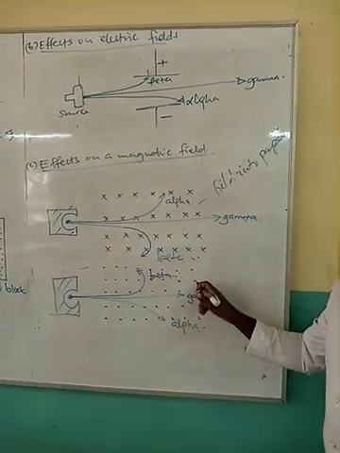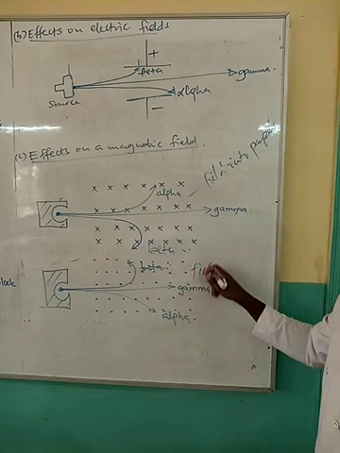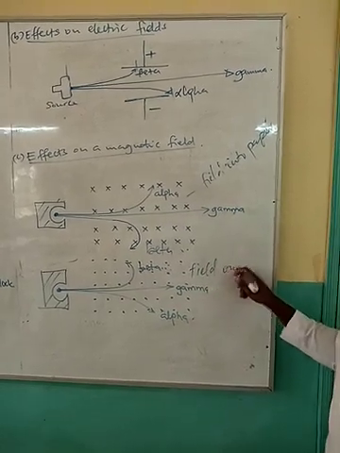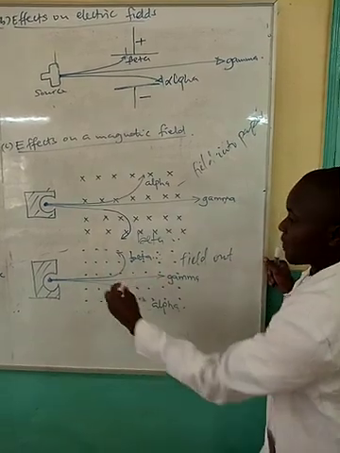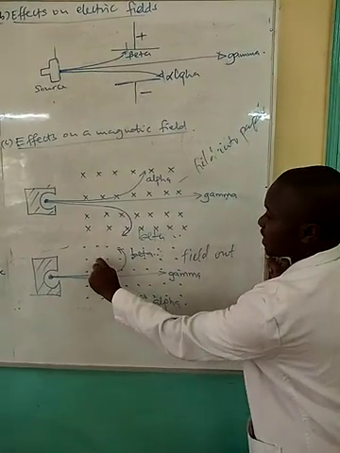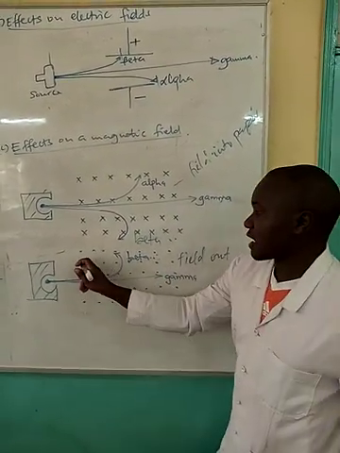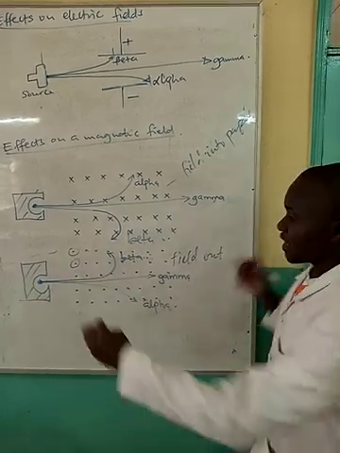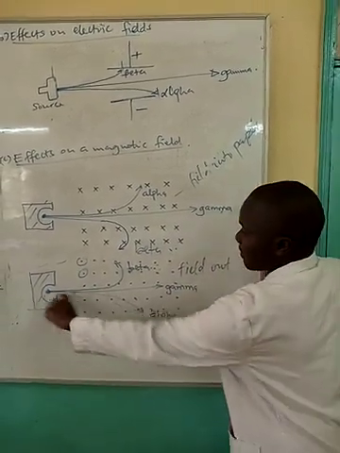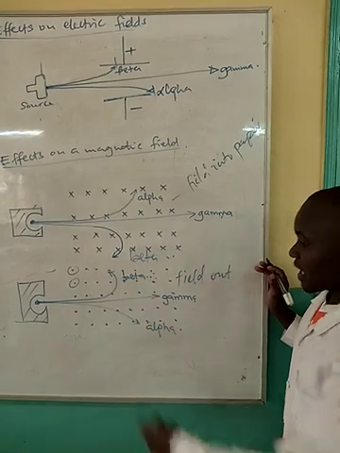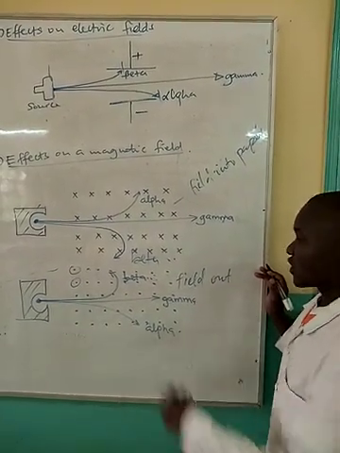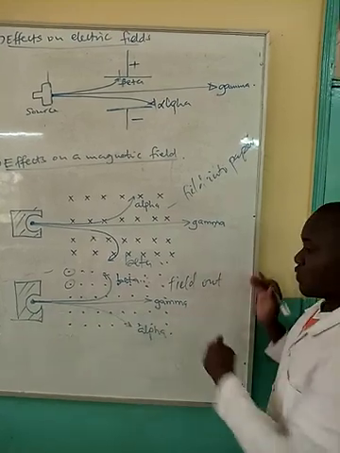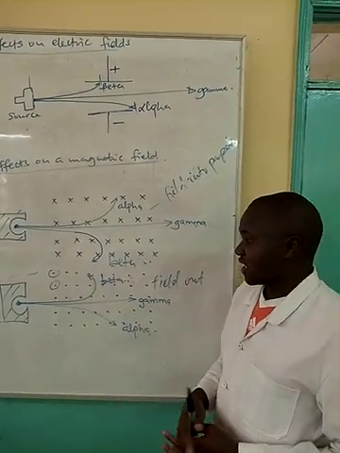But gamma radiation just travels in a straight line because it is not affected by this field. When you look at field out of the paper, represented by a dot, when the field is out of the paper, we normally represent it by a dot like that. Sometimes we have a dot and a circle, but it's just the same thing. Then you look at beta particles now getting deflected to the left, alpha particles getting deflected to the right of the source. But gamma radiation will just travel in a straight line.